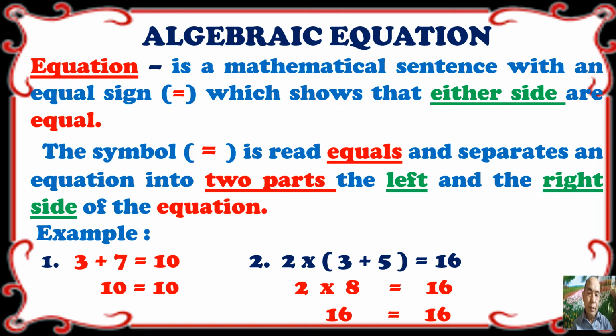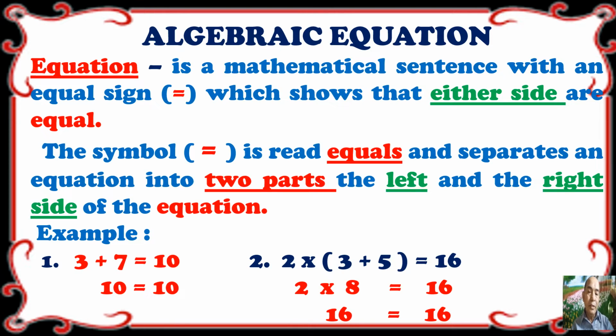So let's go to example number 2: 2 times the quantity 3 plus 5 equals 16. So it follows that the equal sign is separating the two sides of the equation. You have the left and the right side of the equation. Now if we perform the operation on the left side, you will have 2 multiplied by the sum of 3 and 5. We add first: 3 and 5 will give us 8, and 2 times 8 will give us 16. So the equation will now be 16 is equal to 16.